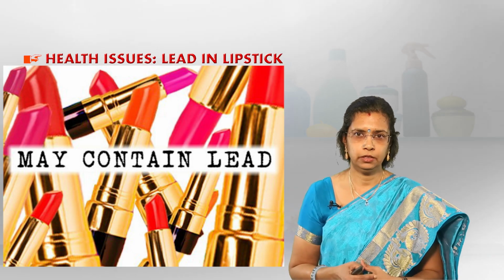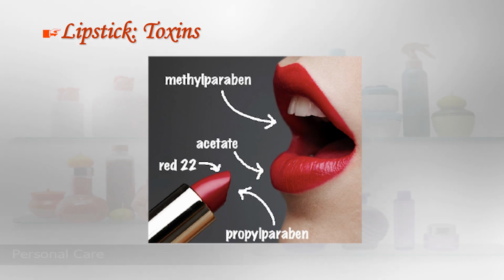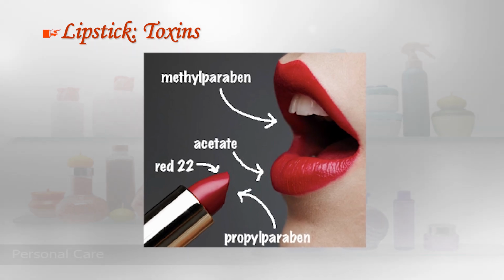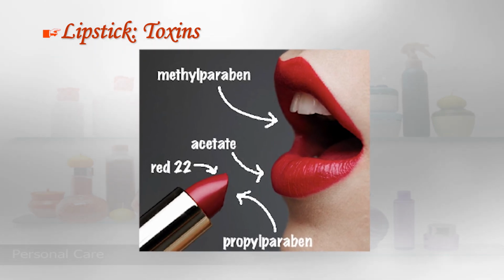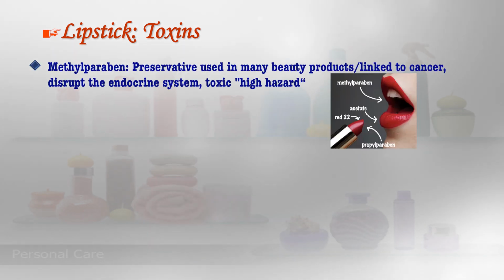Now look at this figure. In this alone, you find that the lipsticks contain methyl paraben, tocopherol acetate, red 22 and certain colorants, and also polyparabens. Methyl paraben is usually a preservative that is used in many beauty products, and that is linked to cancer. They disrupt the endocrine system, and they have a toxic high hazard level. Polyparabens definitely irritate the skin.